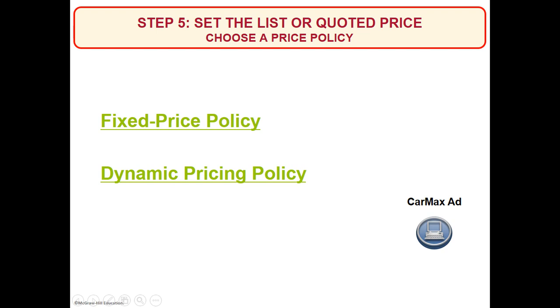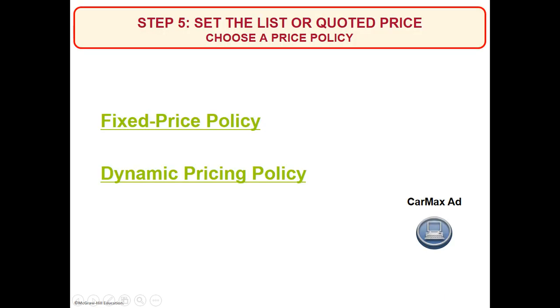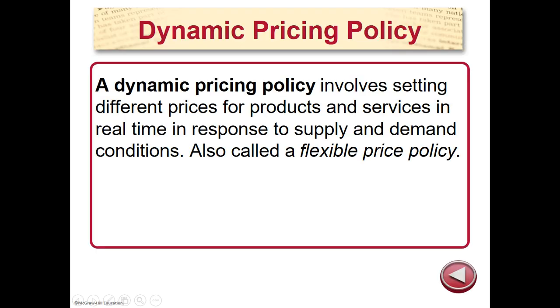And then set the list or quoted price, and choose a price policy. You can have a fixed price policy that involves setting one price for all buyers of a product or service, also called a one price policy. That's what most companies do. Also, some companies actually use a dynamic pricing policy that involves setting different prices for products and services in real time in response to supply and demand conditions. That's why it's also called a flexible price policy.